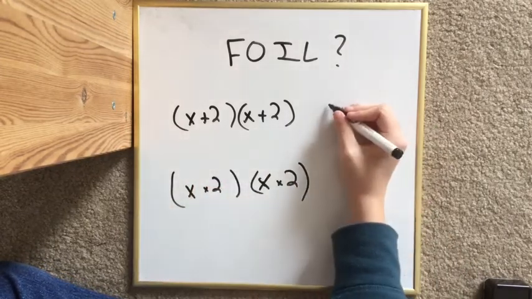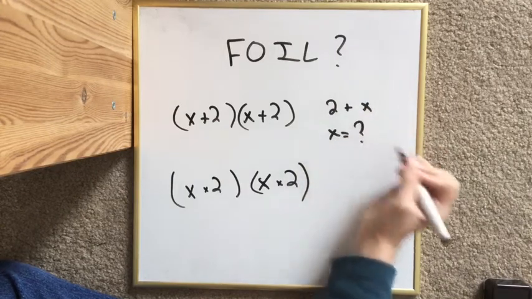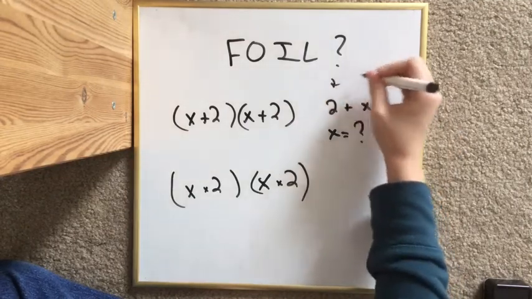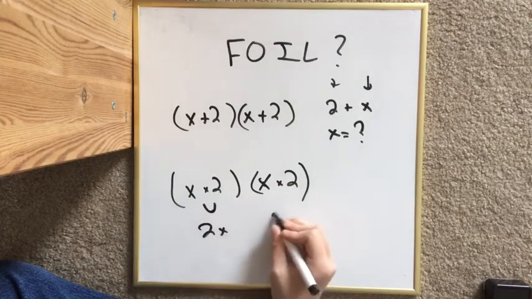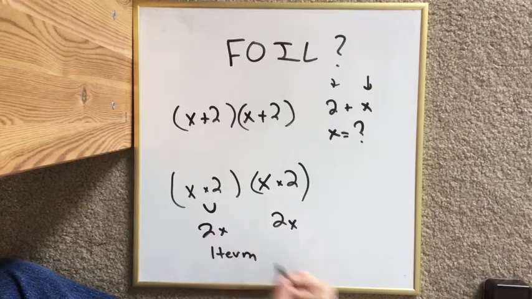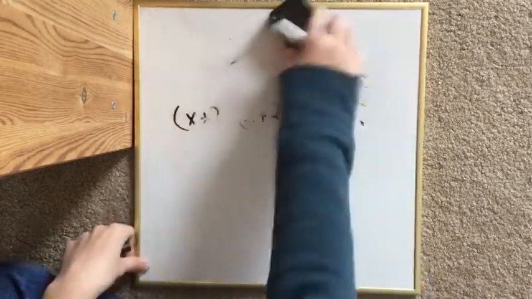For that one, we do FOIL because 2 plus x, we don't know what x equals, so we cannot get the 2 and the x to be one term. We have to FOIL it. Now for this, 2 times x is 2x. We can get it to be one term. We do not need to FOIL this equation. So you only FOIL pretty much if it's like x plus something times x plus something, not x times something.